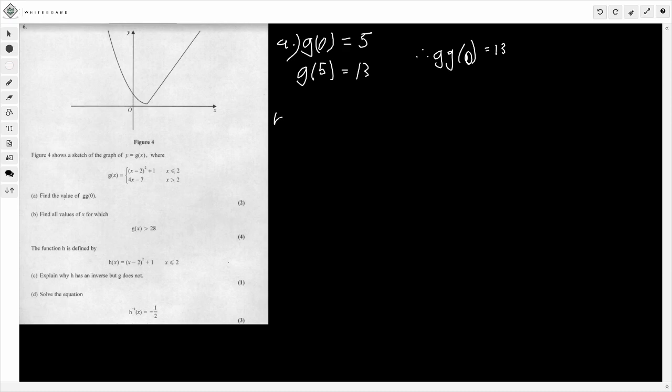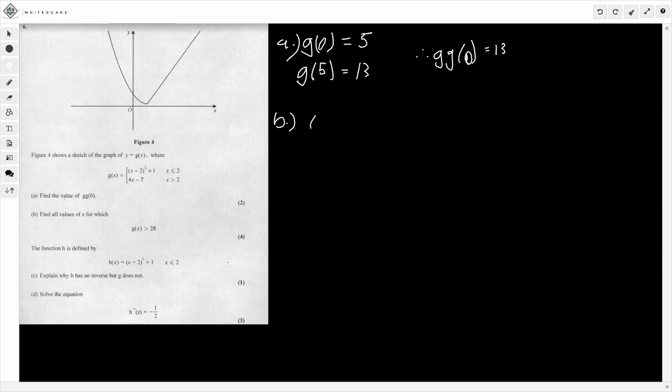Part B gets a little bit trickier, so let's have a look at part B. We're asked to find all values of x for which g of x is bigger than 28. So don't forget we have 2 parts to g of x. We have when x is less than or equal to 2, so a restriction on the domain here. What we have is x minus 2 all squared plus 1. So we need to work out when that is bigger than 28, and we also need to work out when 4x minus 7 is bigger than 28. So the second bit here is a lot easier than the first one. So let's do the first one first, get that out of the way.